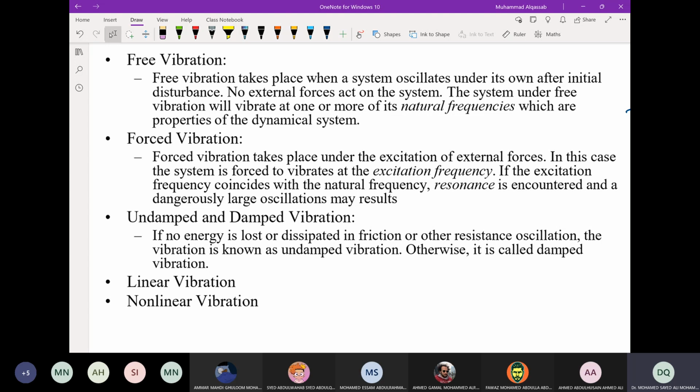Okay, now this natural frequency, in fact, is a very important quantity. Let's call it omega n. This is a very important quantity in vibration.